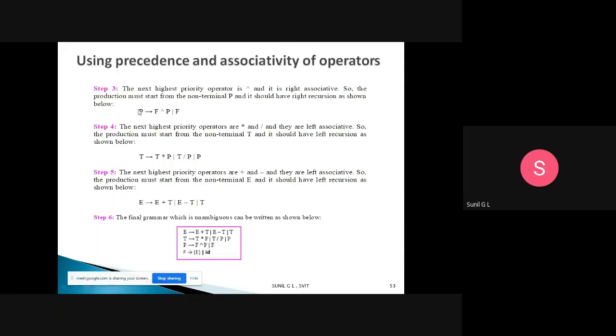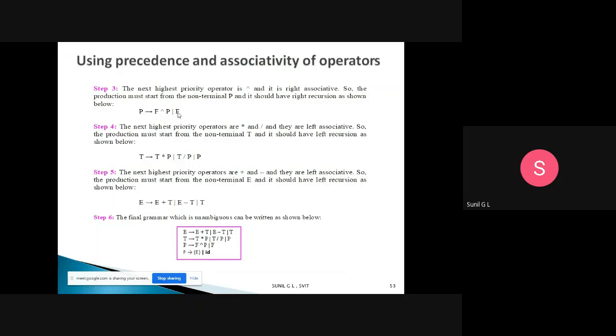So here P appears on the right side, and we can expand this P multiple times on the right side. That's why we call it right recursive. Suppose if P comes on the left and F on the right, that would be left recursive. Because of this right recursion, we need to write the production in such a way that P comes at the right side, or P tends to F, which is the basic unit.